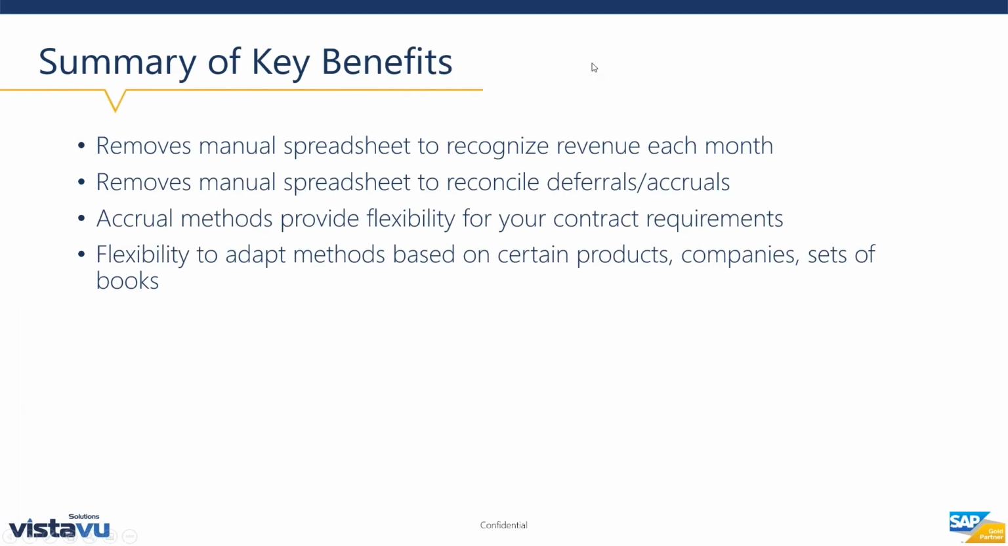So just to summarize some of those key benefits, it removes the manual spreadsheets to recognize revenue each month. Removes manual spreadsheets to reconcile deferrals and accruals. You've got the accrual methods options there to provide you flexibility for your contract requirements. There's flexibility to adapt your method based on certain products, companies, and sets of books.